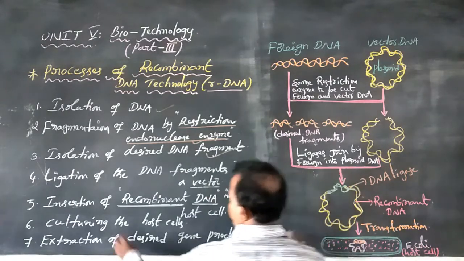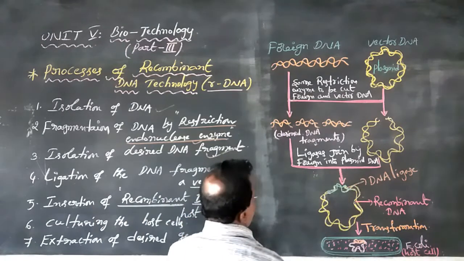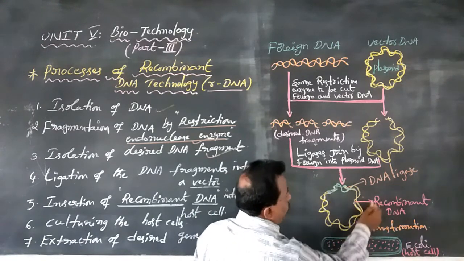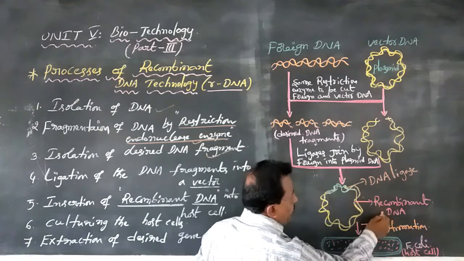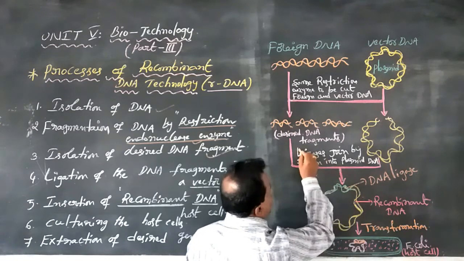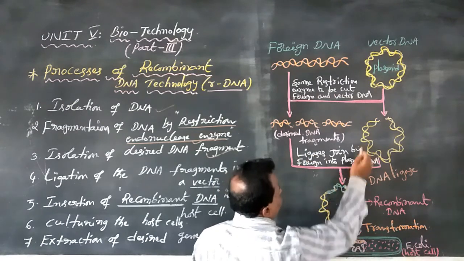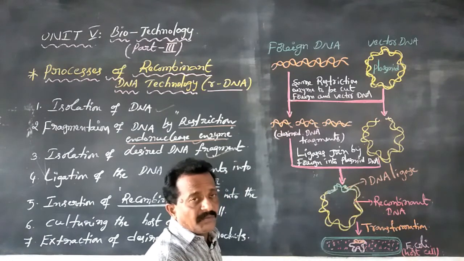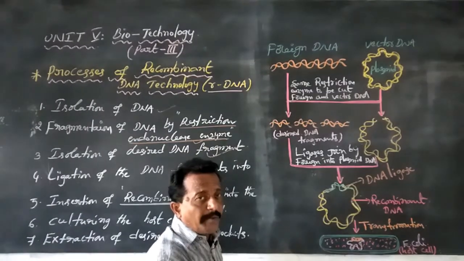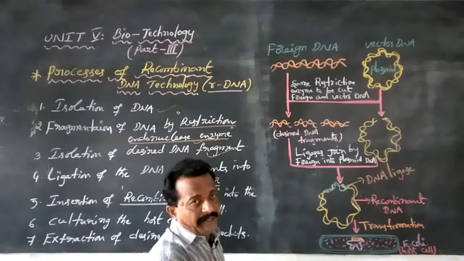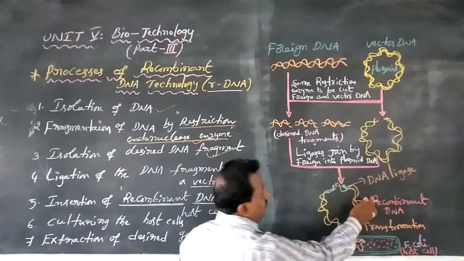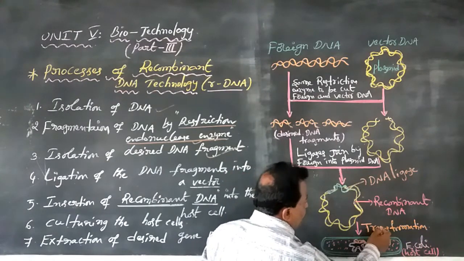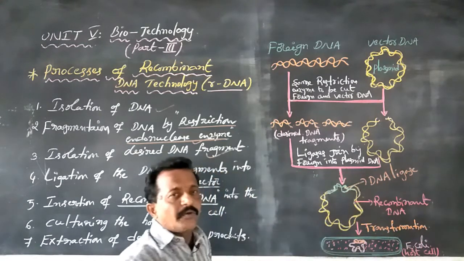So here, the fifth step: insertion of recombinant DNA into the host cell. Already one recombinant DNA has been developed. This recombinant DNA combines the smaller-sized desired DNA fragment and also the vector DNA. Both DNAs are combined to make one new DNA, that is recombinant DNA. This recombinant DNA is easily transferred into the host cell, Escherichia coli bacteria.